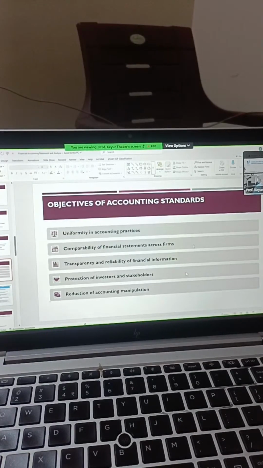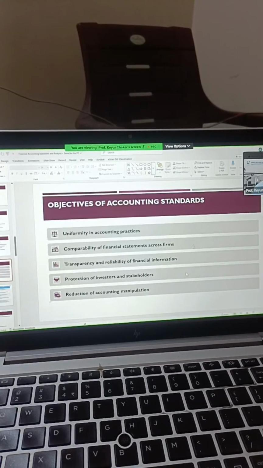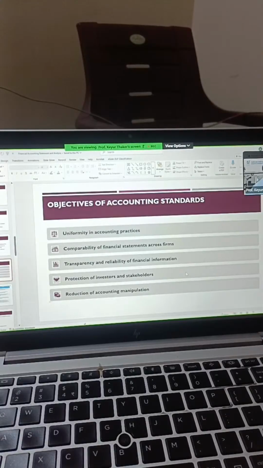And reduction of accounting manipulation. You can't manipulate. If you mess up, then it is called criminal liability. Every financial statement, if you remember, I showed you at the end of the financial statement in DPS, these people's names are there. What does that mean? These people are responsible for the correctness of these reports. If they have materially messed up, then you can put them behind bars.